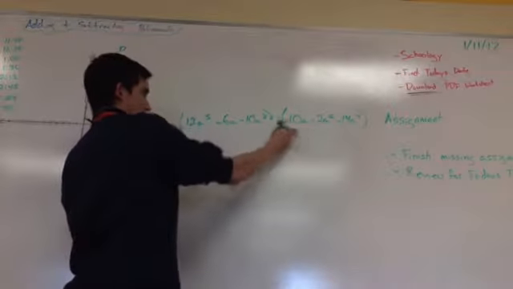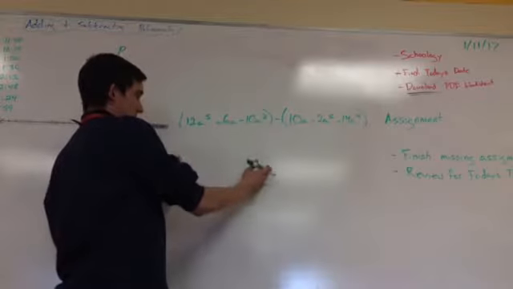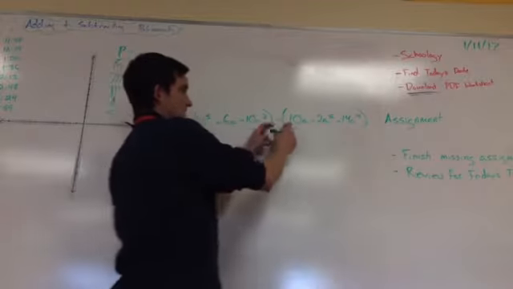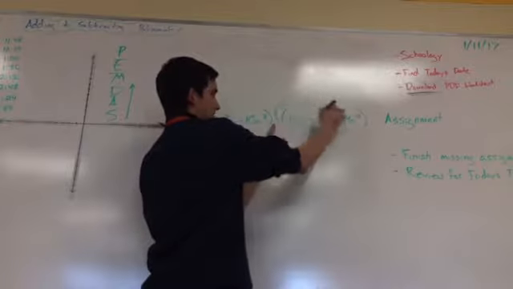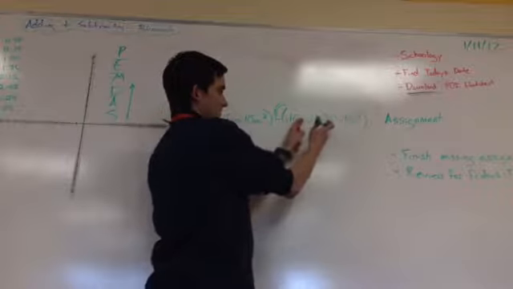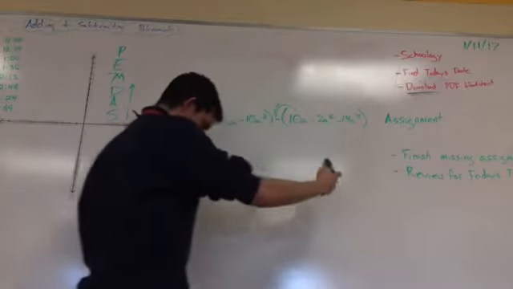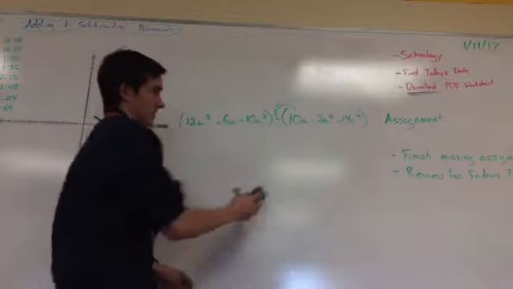Rewrite this without parentheses. So this one, nothing changes. So it's going to be positive, negative, negative. This one, because that's negative, all these are going to change. So that's going to be a negative. This is going to be a positive. That's going to be a positive. Rewrite it, combine your like terms, then you're done.